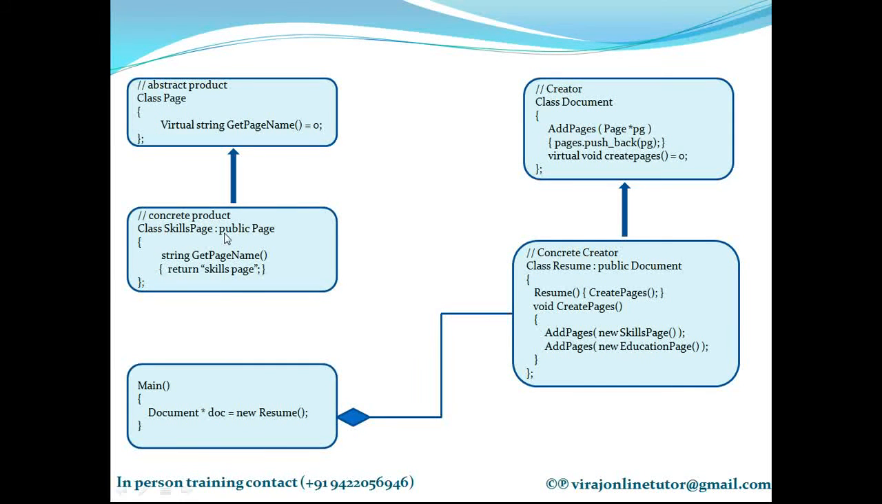Then I have a concrete product, which inherits from the abstract product. In this concrete product, I create a class called SkillsPage. SkillsPage is inheriting from Page. So SkillsPage is my concrete product, inheriting from the abstract product Page. Clear? Here, if you notice, I'm defining this function. The getPageName which I had just declared in my Page class, I'm defining in the concrete class. What is the definition? It returns a string called skills page.